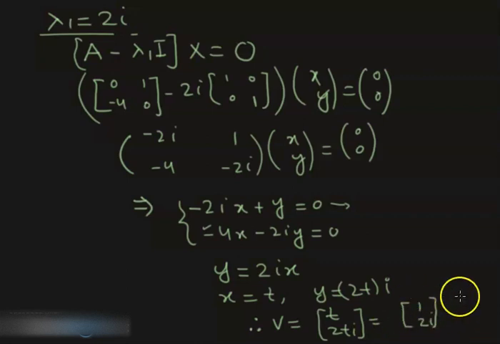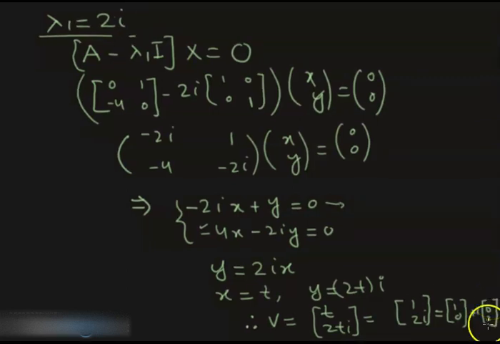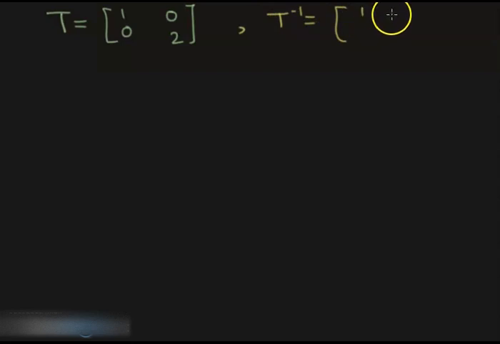And now this (1, 2i) can easily be written as (1, 0) plus i times (0, 2). So this is my v1 and this is v2, as we have discussed in the theory. So I have v1 and v2. Now I can find this T, where v1 means (1, 0) and v2 means (0, 2). You can conclude that T inverse is 1 0, 0 1 over 2.